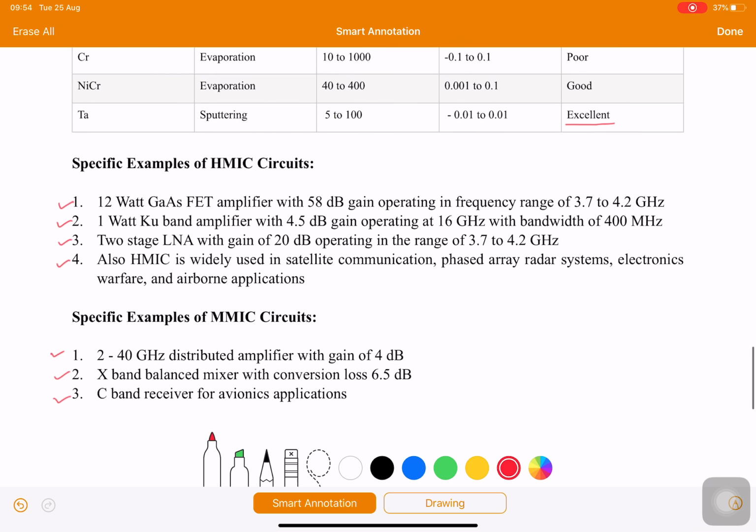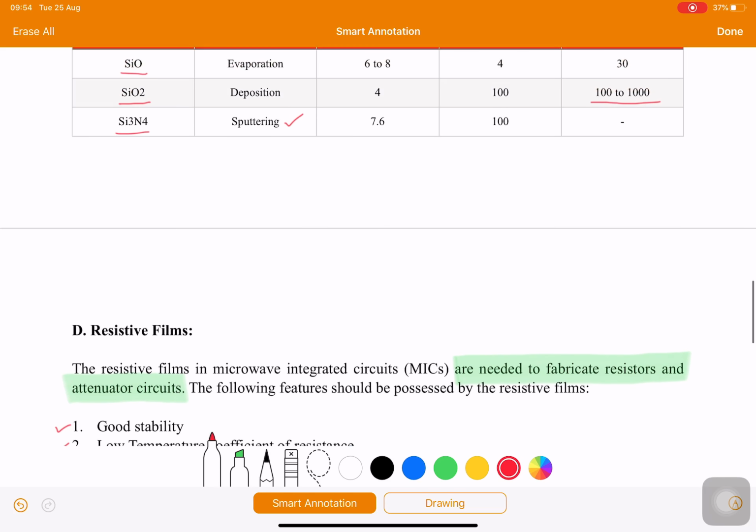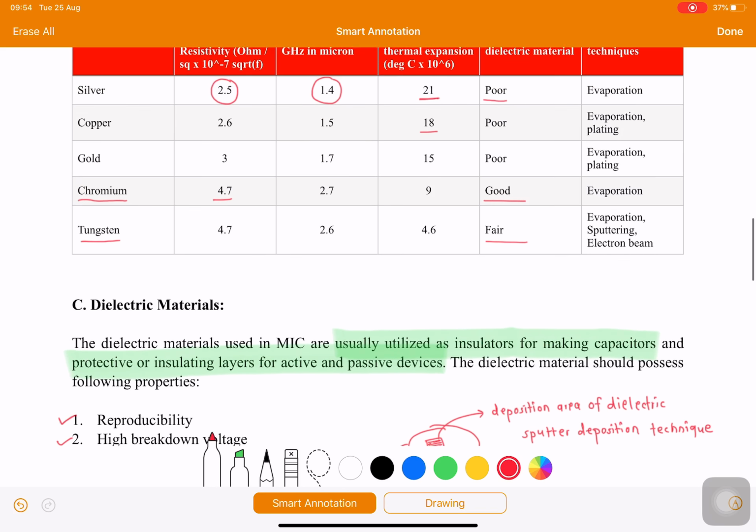So I hope you understood the different types of materials and their significance in the construction and manufacturing process of microwave integrated circuits, right? Today we discussed the four major categories of materials used in the construction of microwave integrated circuits: the substrate material, the conductor material, the dielectric material, and the resistive films. And towards the end, we saw typical examples of circuits constructed using hybrid techniques and monolithic microwave integrated circuit techniques, right?